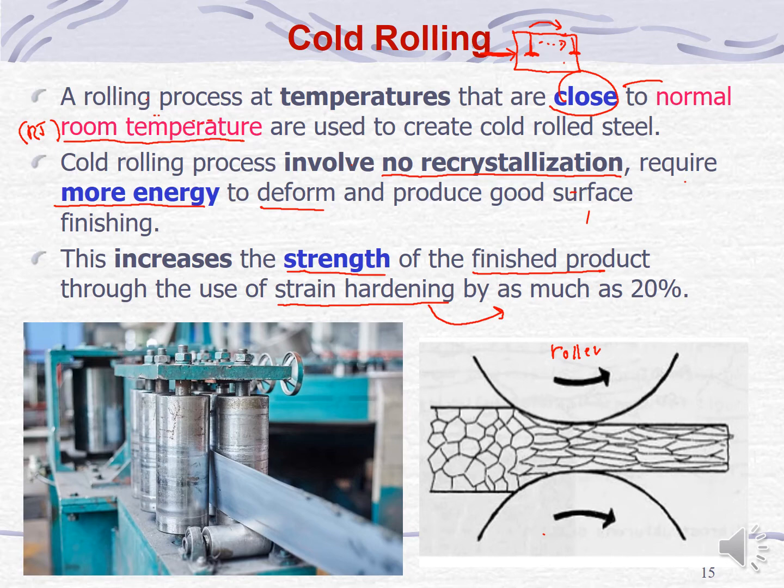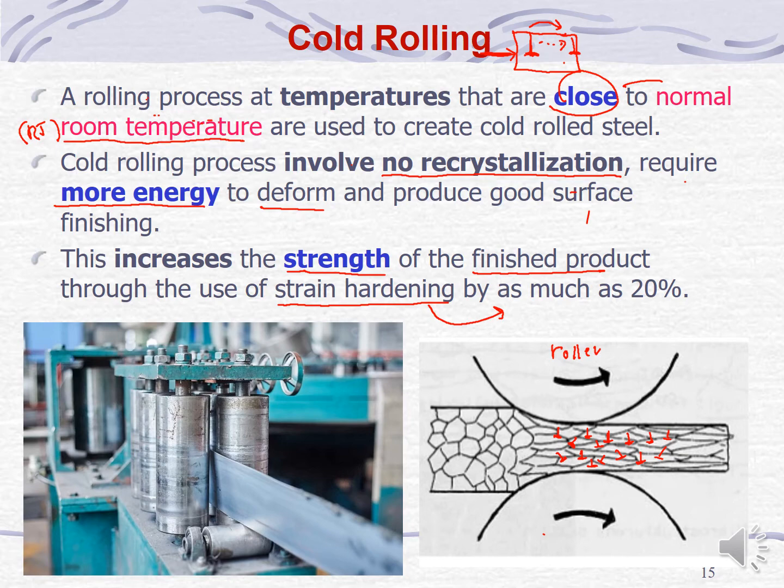But from this cold rolling process, when the sample goes through these two rollers, it will produce a force of dislocation. You can see the density of the dislocation is increasing. There are lots of dislocations in the metal after it goes through the rollers.